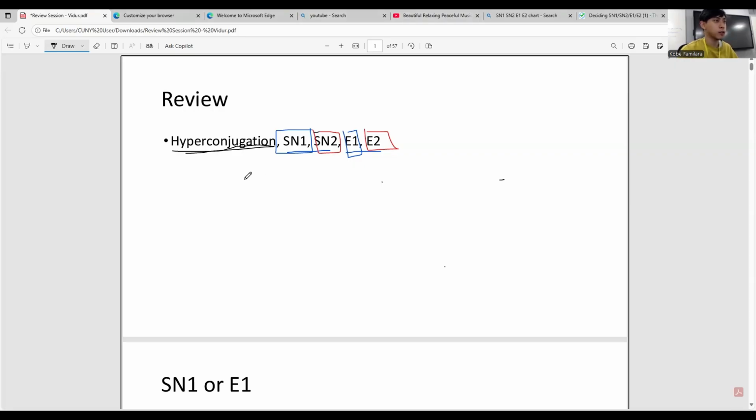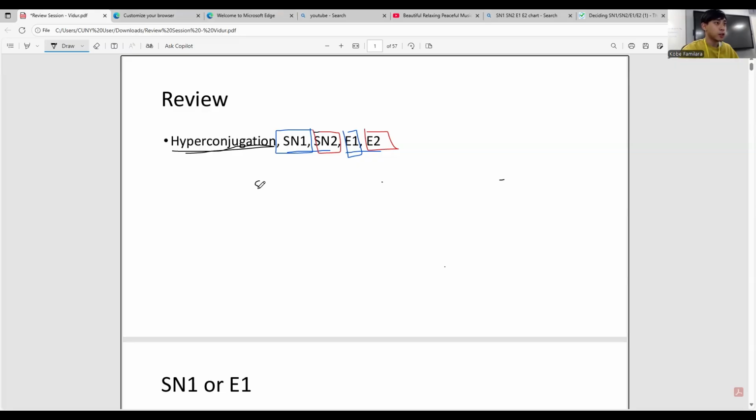So let's get into it a little bit. Let's have a small introduction about which one is which. Here I have these boxes, SN1, SN2, E1, E2, and I have hyperconjugation underlined over here because that's an important part of why it could be an SN1, SN2, E1, or E2. But we'll talk about that a little bit more, so keep that in mind.